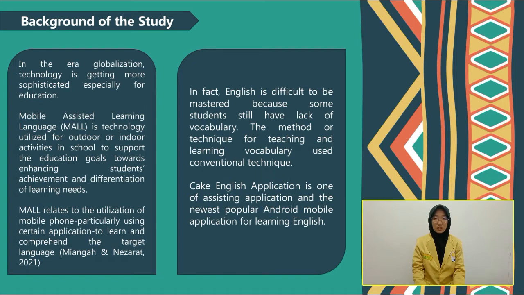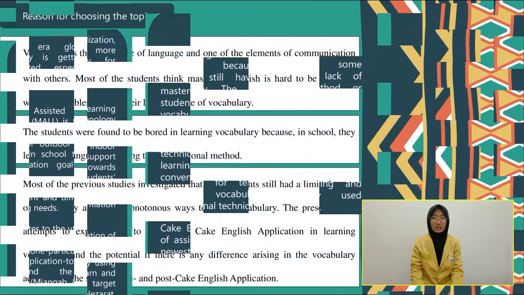Based on the condition in junior high school 4 Cepu, English is difficult to master because some students still have a lack of vocabulary. The methods for teaching and learning vocabulary use conventional techniques, such as memorizing words and looking for words in the dictionary. So it can make the students feel bored in learning English. So I took the Cake English application as the media of my research because it's one of the newest popular Android mobile applications for learning English.